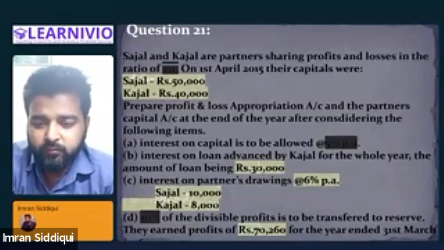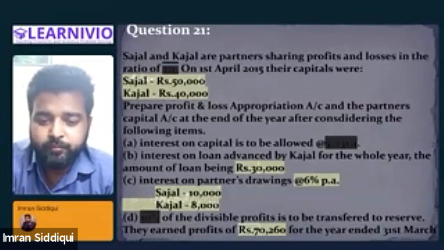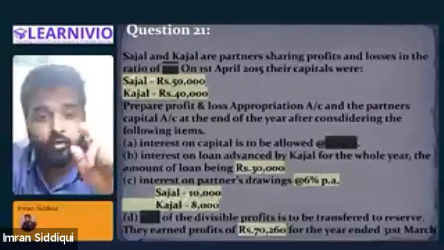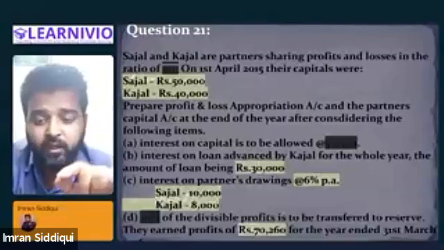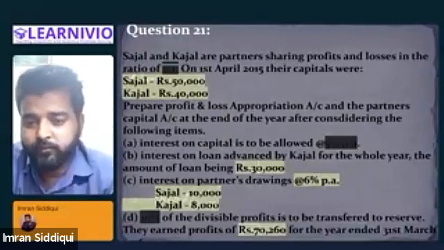Moving to the next adjustment, it says interest on partners' drawing at the rate of 6% per annum. We have to charge 6% per annum as the interest on drawing. And the amount of drawing by Sajal and Kajal is given. Sajal has withdrawn 10,000. This is the amount of drawing, not the amount of interest given this time. Amount of drawing is given for Sajal 10,000, for Kajal it is 8,000.